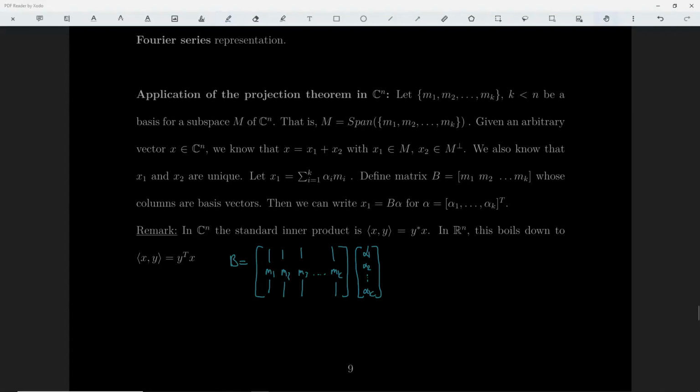Each of these coefficients will multiply those columns and sum them up. So that will be simply equal to summation i from 1 to k alpha i mi. So then what we are looking for is this, the expression for our optimal solution x1. So I will express x1 as B times alpha, and I will try to find this alpha if I'm given that B matrix. Okay, this is also written here.